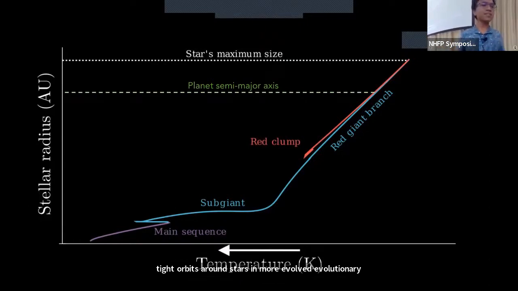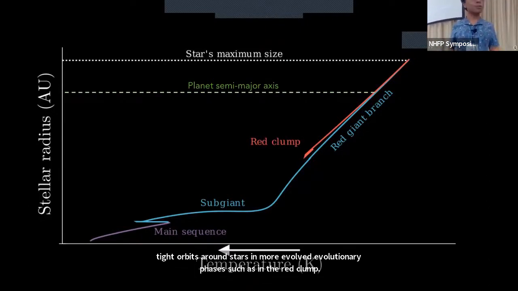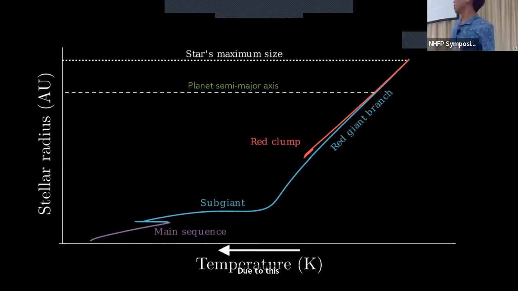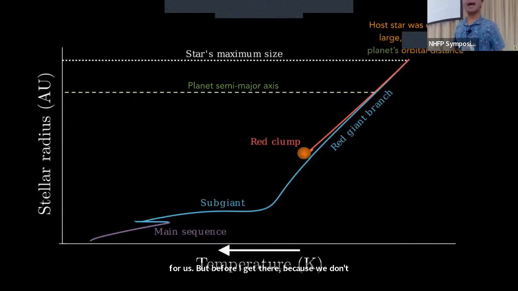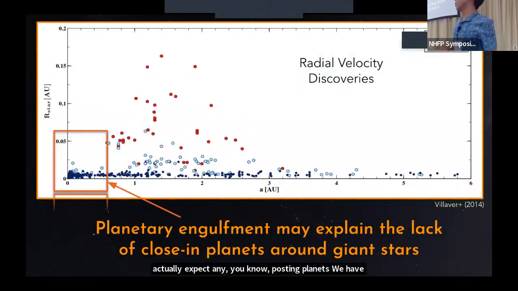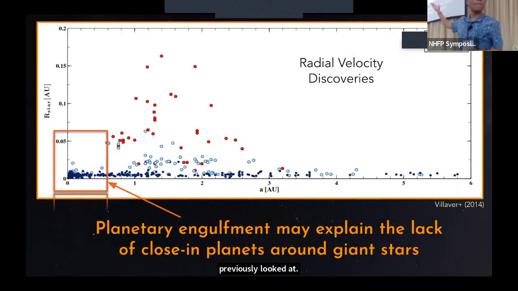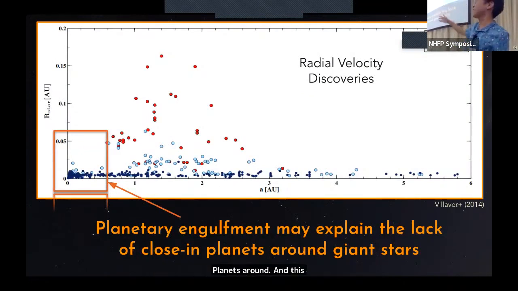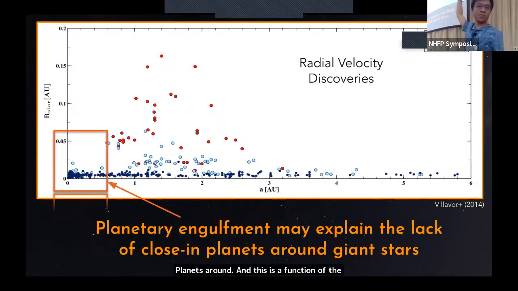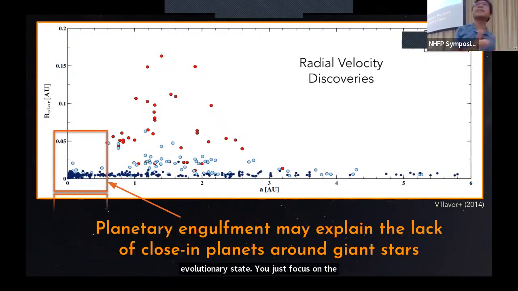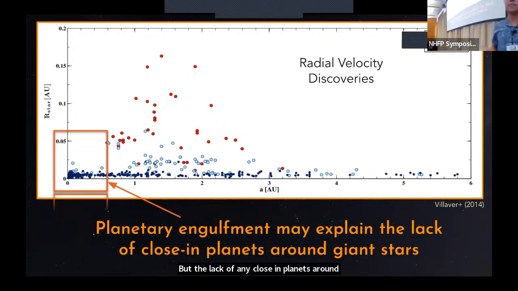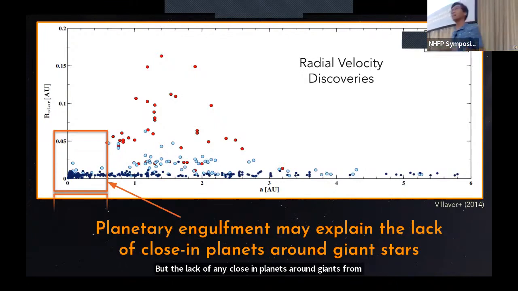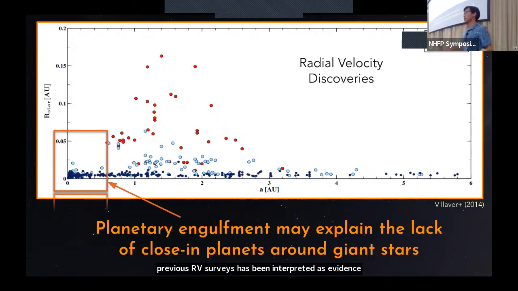So, due to this scenario, it came as a surprise to us. But before I get there, because we don't actually expect any close-in planets around the red clump, we have previously looked at planets around host stars. And this is a function of the evolutionary state. You can just focus on the red point because it's kind of blocked by the logo there. But the lack of any close-in planets around giants from previous RV surveys has been interpreted as evidence that planets don't survive the evolution of their host stars up the giant branch.